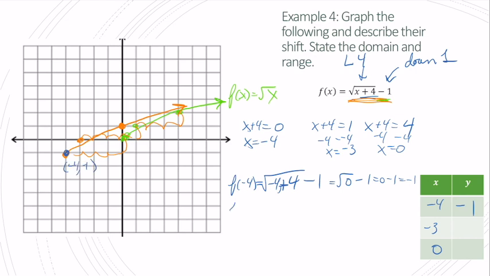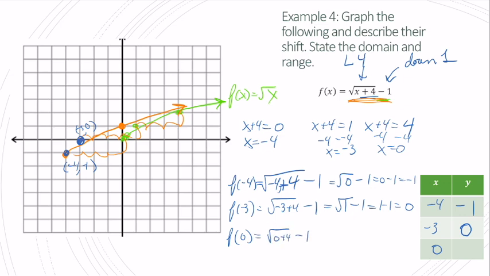If I want f of negative 3, that's the square root of negative 3 plus 4 minus 1. That'd be the square root of 1 minus 1. 1 minus 1 is 0. Well, would you look at that? When x is negative 3, y is 0. And for 0, I want f of 0, which is the square root of 0 plus 4 minus 1. That's the square root of 4 minus 1. That's 2 minus 1, which is 1. So when x is 0, y is 1, right?